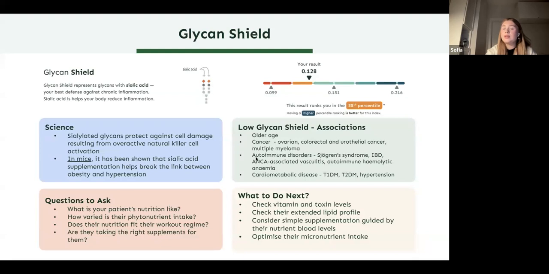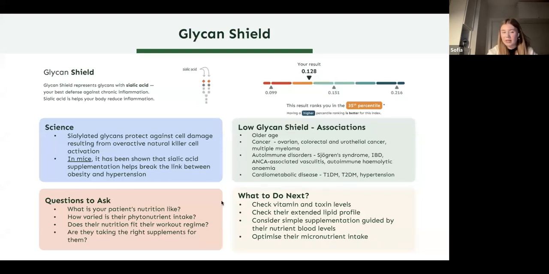Also, a low glycan shield is associated with autoimmune disorders, again different ones than glycan use: Sjogren's syndrome, IBD, ANCA-associated vasculitis, and autoimmune hemolytic anemia. Here we have an addition: glycan shield is associated with cardiometabolic disease such as type 1 and type 2 diabetes and hypertension.